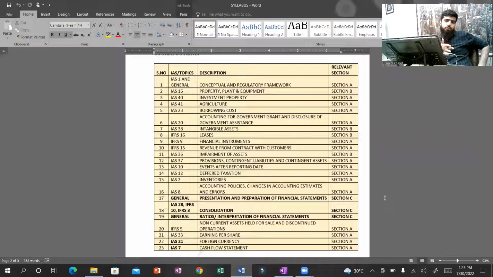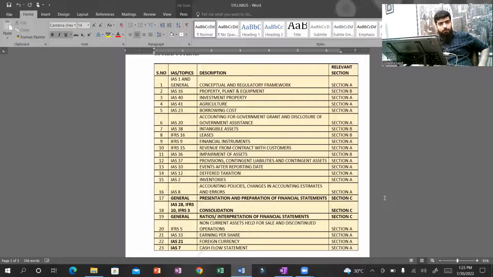IAS 2 is similar to F3, and I would say IAS 38, intangible assets, you have studied at F3 level as well. And the remaining, if you just look at the course outline, the maximum, 70 to 80%, are those areas or standards which you have not covered yet at F3 level.